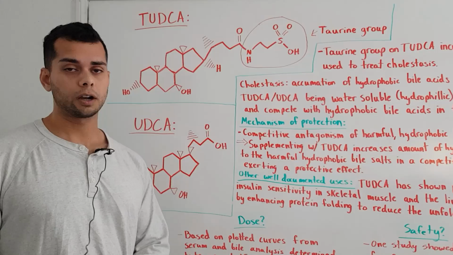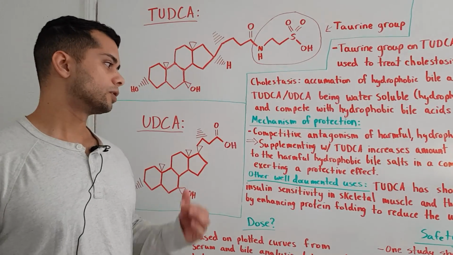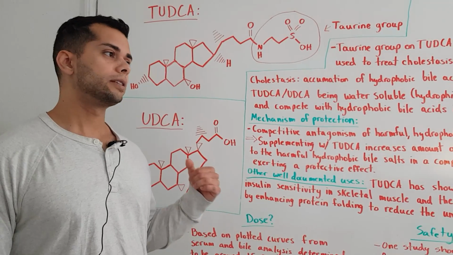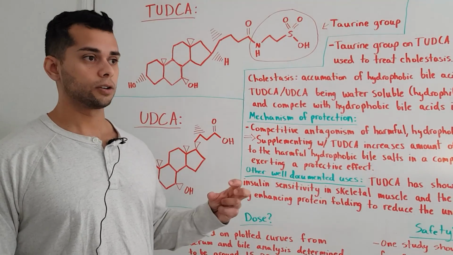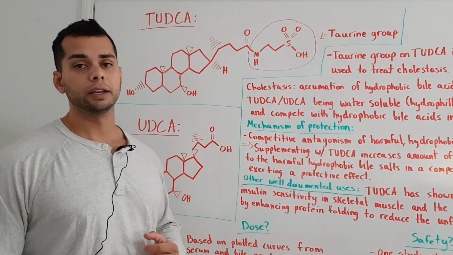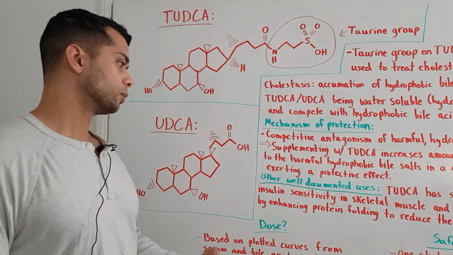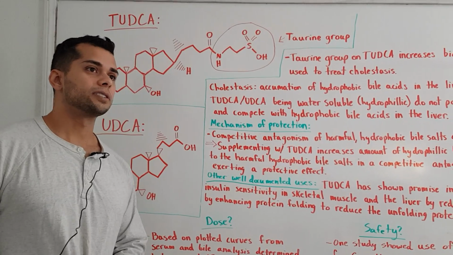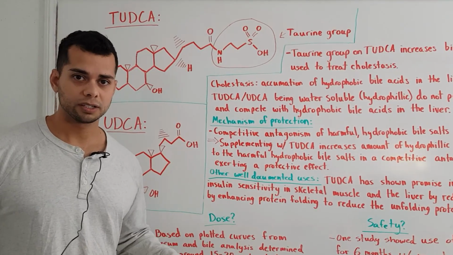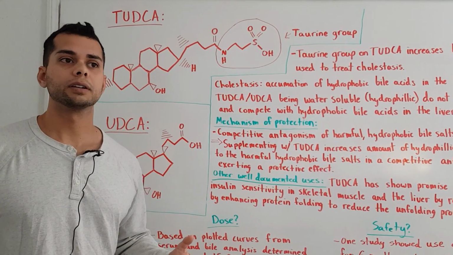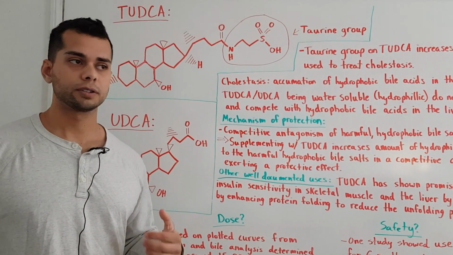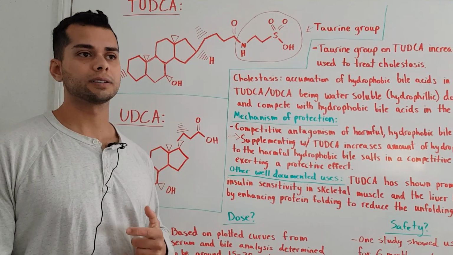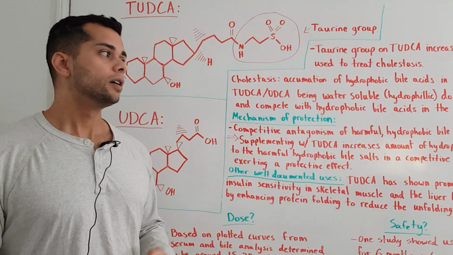And for other documented uses, TUDCA has been shown to increase insulin sensitivity in both skeletal muscle and in the liver by reducing the ER stress, basically by increasing protein folding, which reduces the unfolded protein response. And this is also basically the gist of why TUDCA is now being used in Alzheimer's research to prevent Alzheimer's disease by reducing the unfolded protein response in the endoplasmic reticulum.